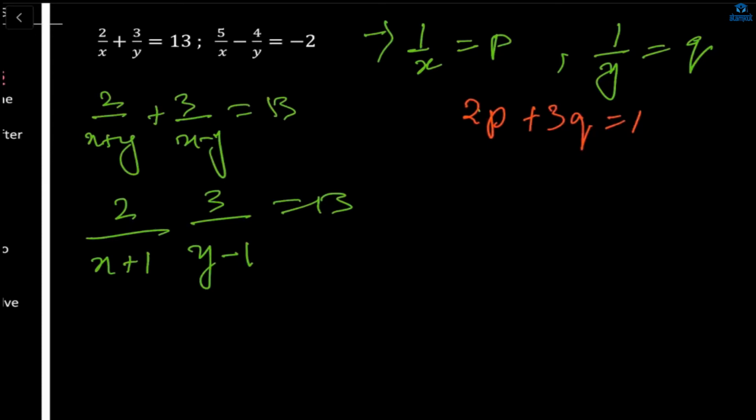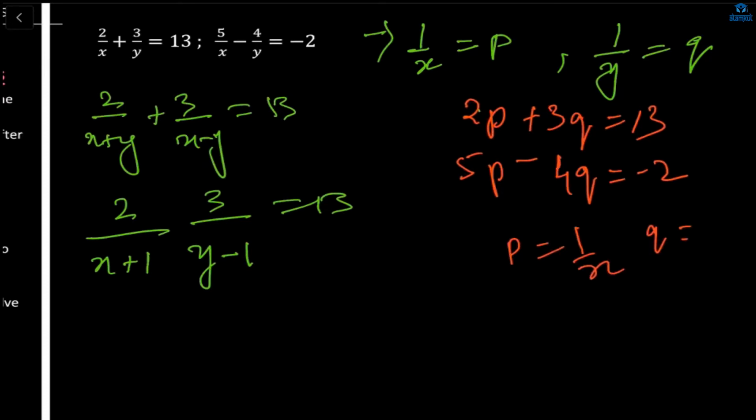Similarly, the second equation becomes 5p minus 4q is equal to minus 2. Now this looks like a linear equation. You can solve it by any of the methods: the substitution method, elimination, or cross multiplication, whichever you feel like. After solving, whatever values you get for p and q, you put them in p is equal to 1 by x and q is equal to 1 by y, and get the values of x and y.